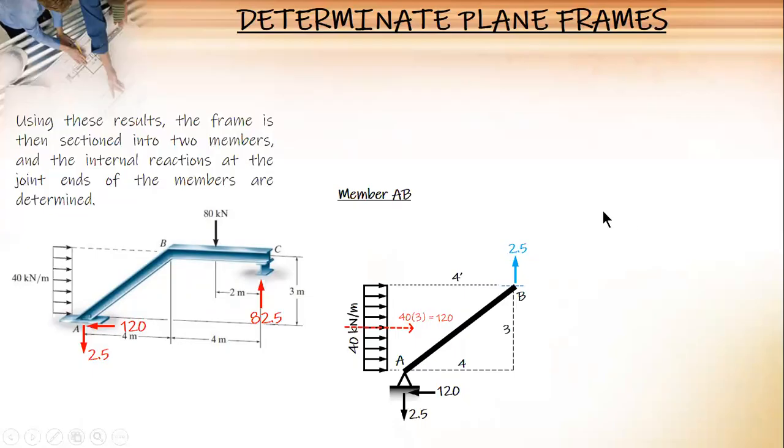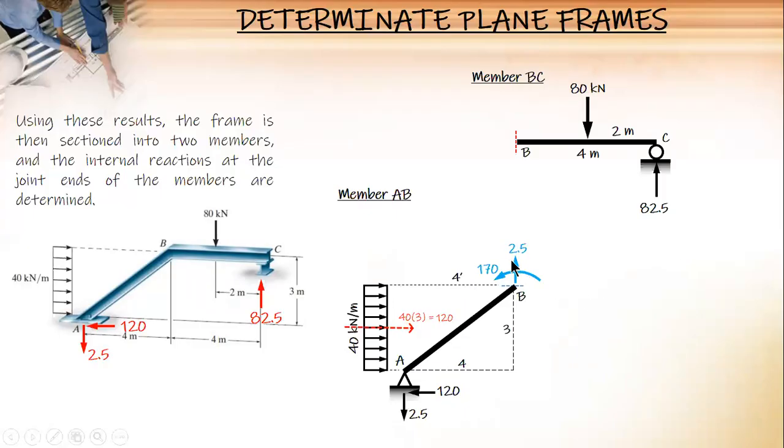Therefore, there's a net moment of 170 clockwise. 360 is clockwise, only 190 is counter. So, 170 clockwise. So, we balance this with 170 counterclockwise. And then for BC, we just transfer it, right? Transfer upward to downward, and then counterclockwise to clockwise.